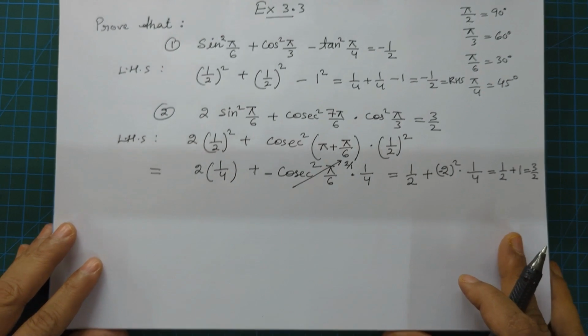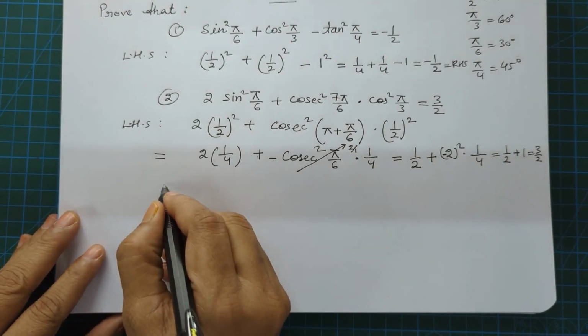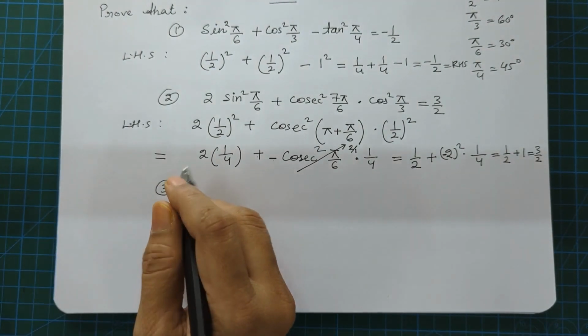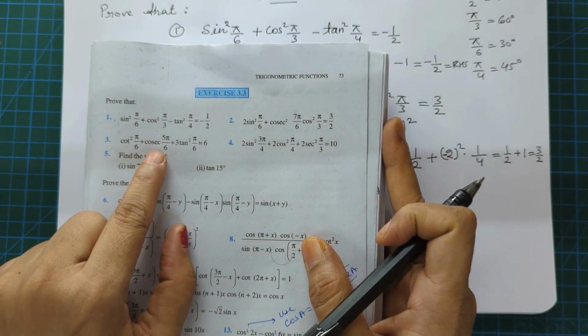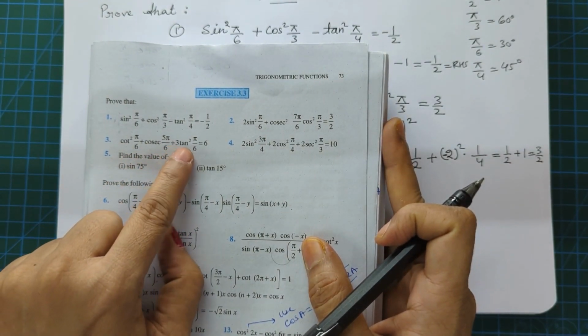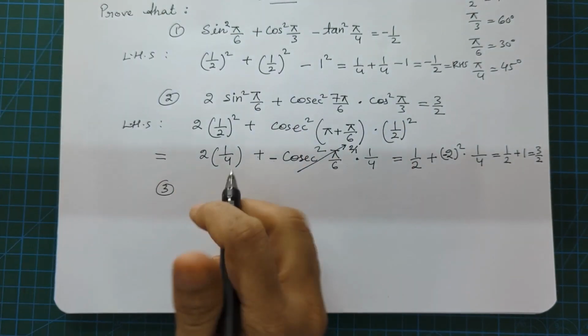Then the next question, the third bit. Third question is cot square pi by 6 plus cosec 5 pi by 6 plus 3 tan square pi by 6 is 6.